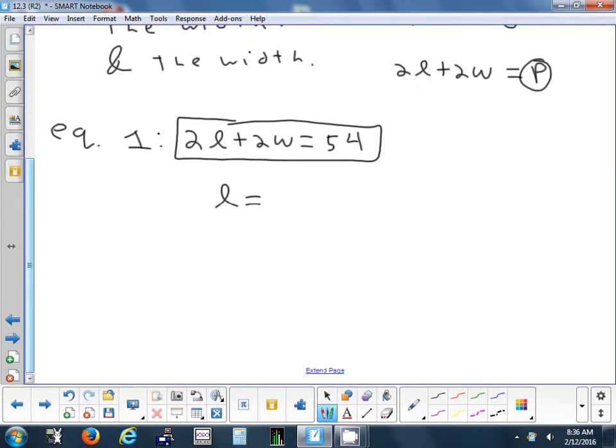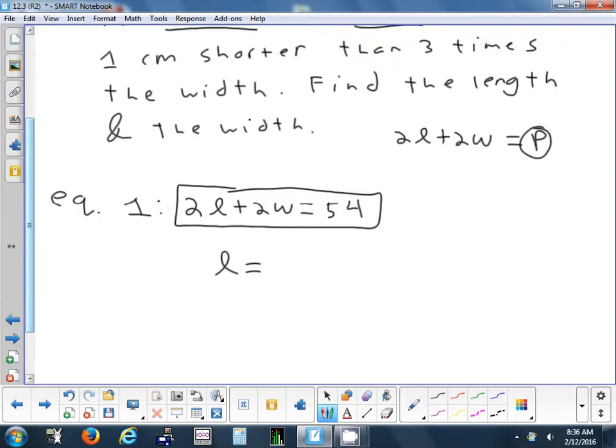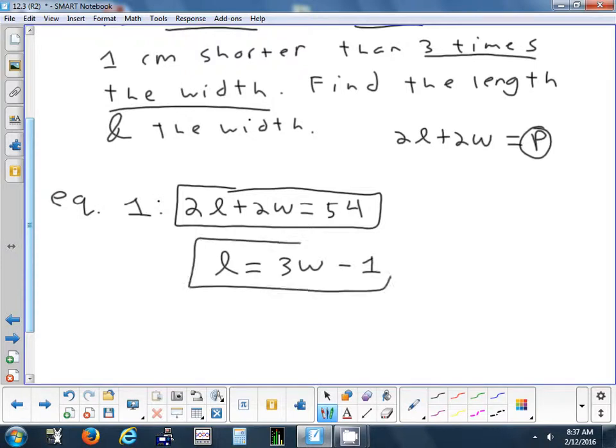That's the rest of the sentence. The length is 1 centimeter shorter than 3 times the width. Start with this part. 3 times the width. Anyone think they can tell me how to write that? 3 times the width. 3W. Now it doesn't say the length is 3 times the width. It says the length is 1 shorter than 3 times the width. So put a -1 on it. And that's it. That's our second equation.